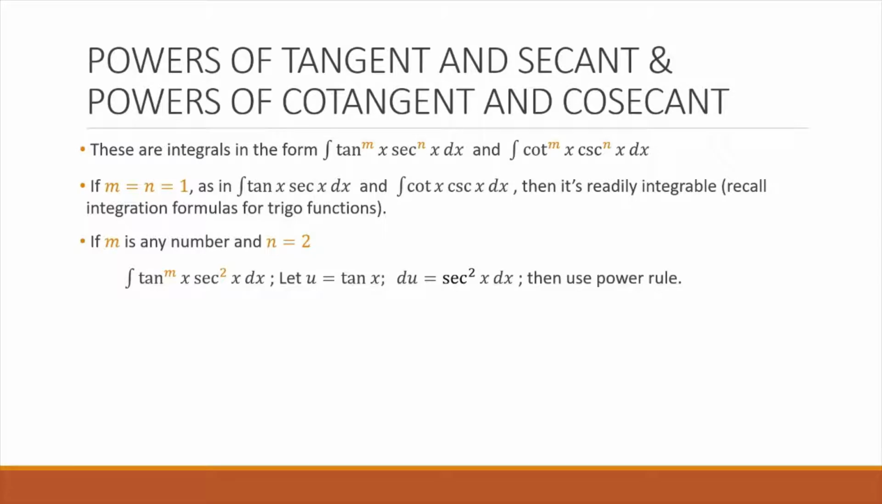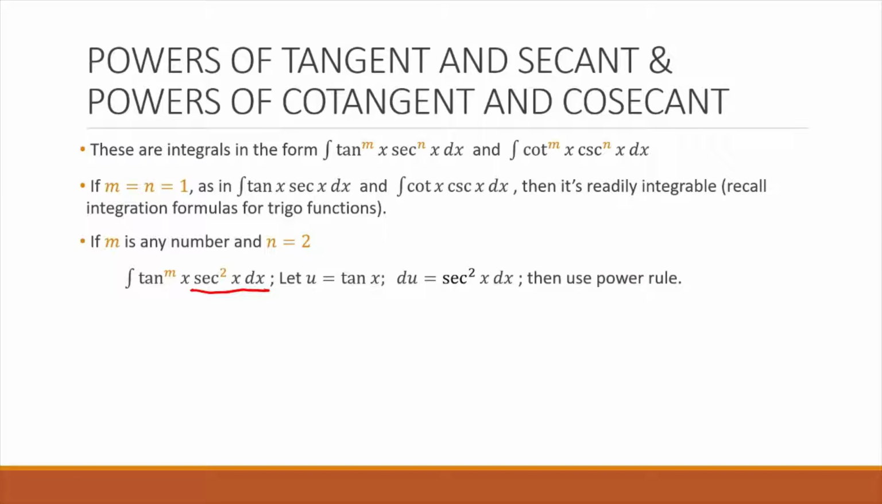So, basically, I just apply u sub. In this case, u is tangent x. Du is what? The corresponding du is secant squared dx, which is already present in the original integral. Right? So, after u sub, use the power rule, then you have the final answer.